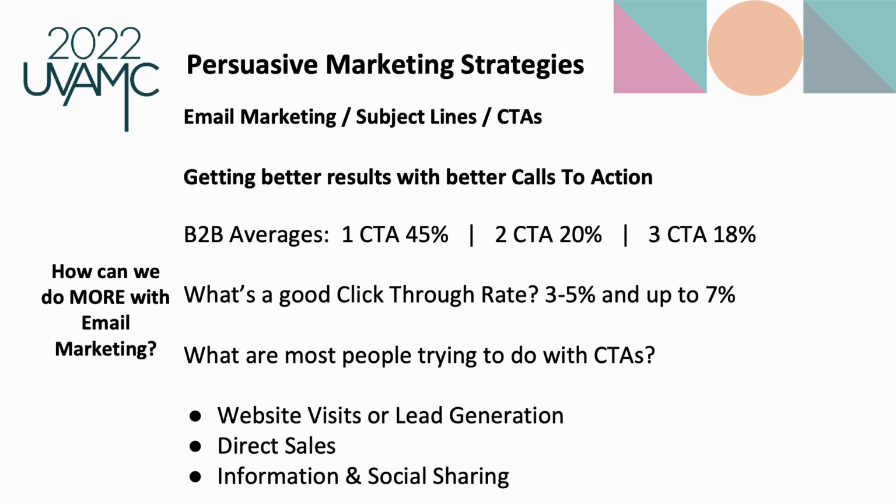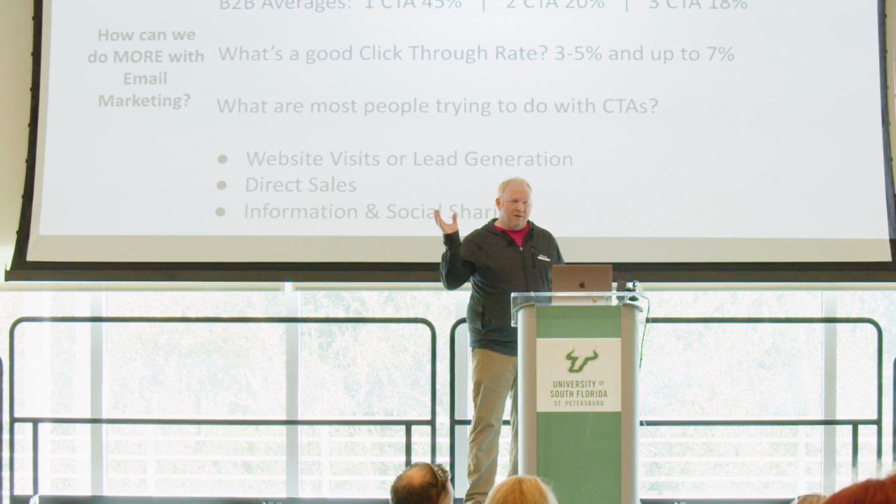So, some better calls to action in emails. There is some data around how many calls to action people tend to have in B2B emails. This is kind of a national, all-data type thing, but 45% of emails usually have one call to action. 20% will have two, and 18% will have three. If you get beyond 3 or 4 or 5, people get a little confused. Kind of going back to what we talked about, if you give them too much information, you confuse them, right?